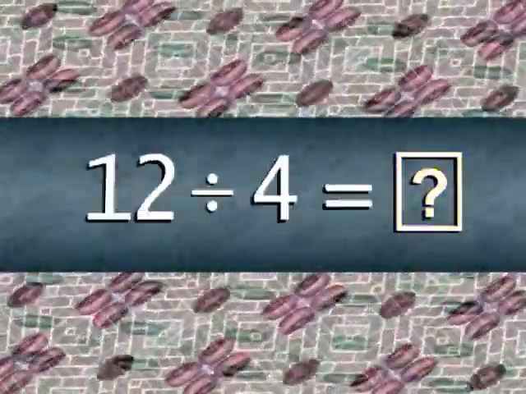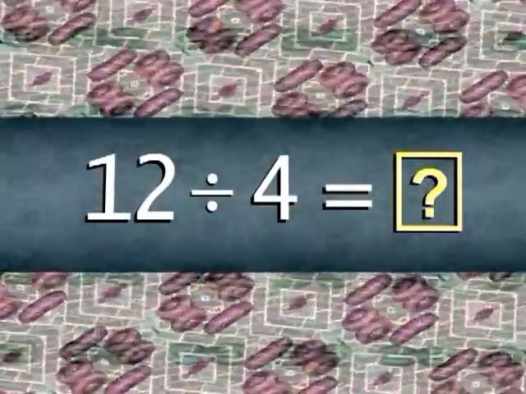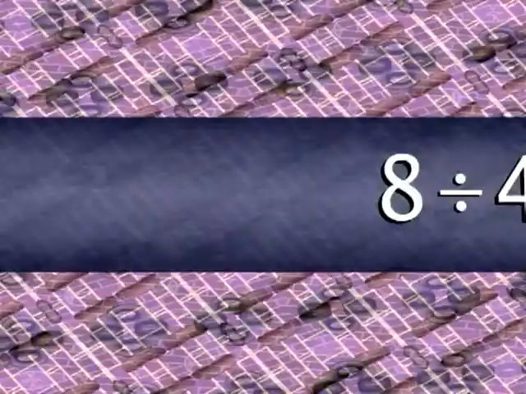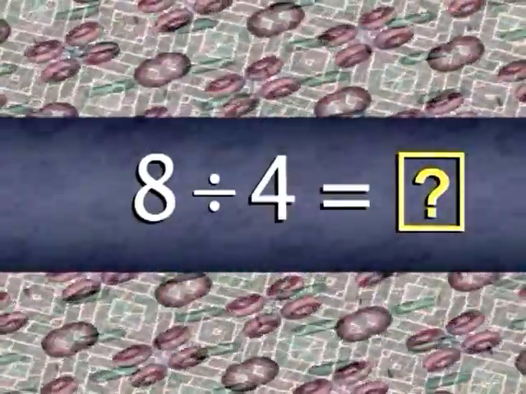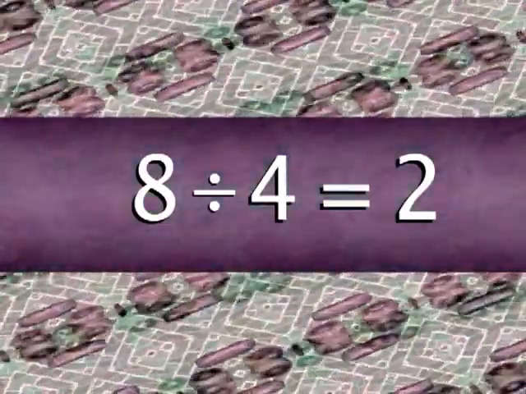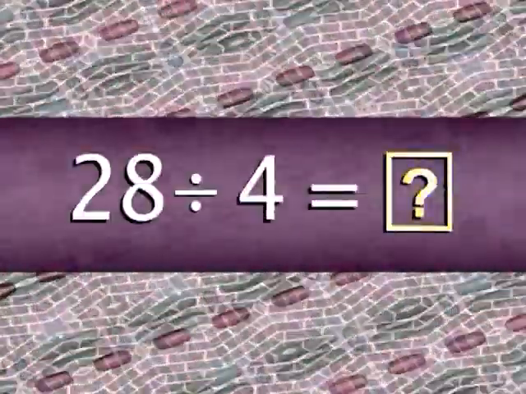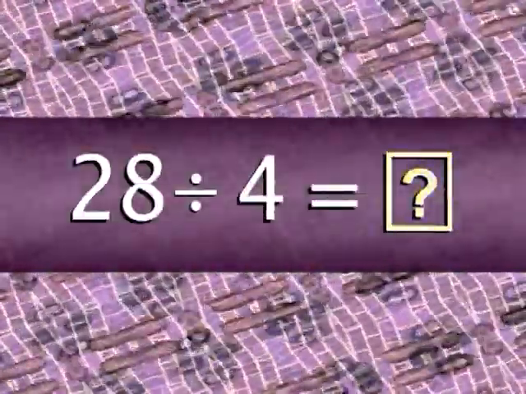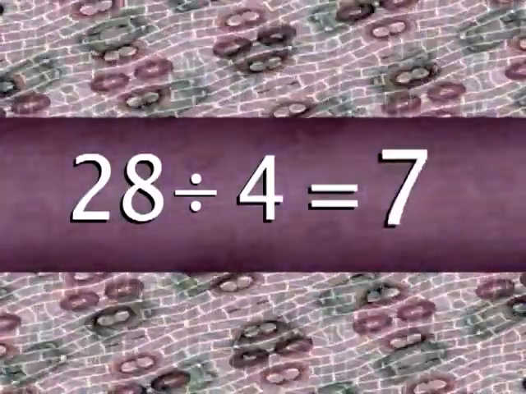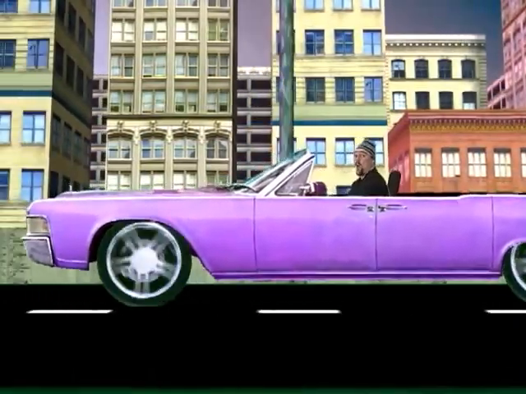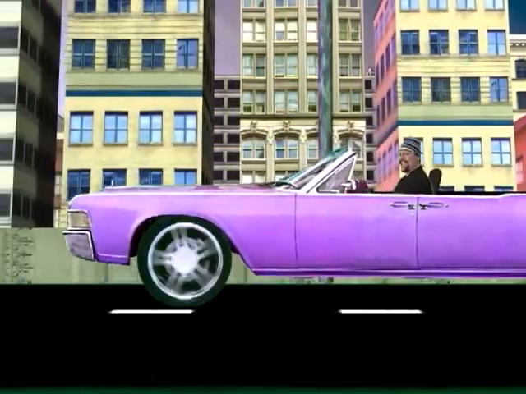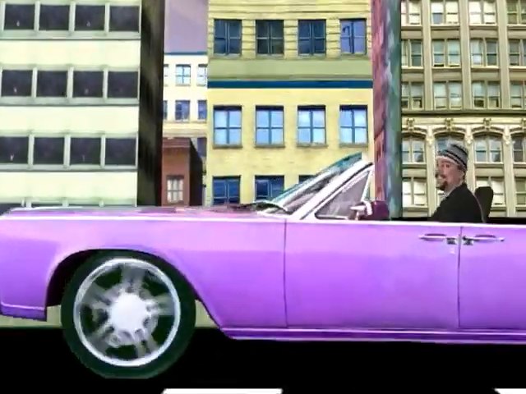12 divided by 4 is 3. 8 divided by 4 is 2. 28 divided by 4 is 7. Cruising in my Lincoln down Division Avenue, doing the Continental Divide.